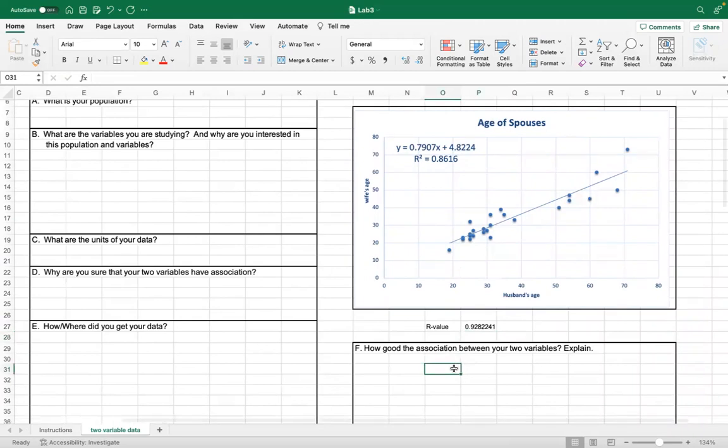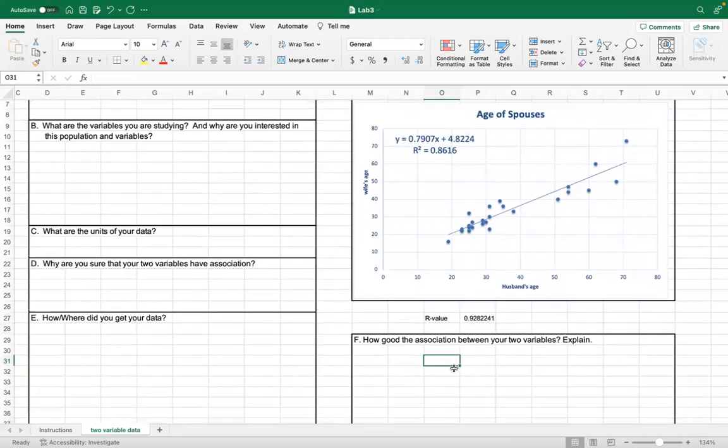So down here in F, you are going to talk about how good the association is between your two variables. I want you to reference your R value, and I want you to say whether it's positive or negative. Now, if yours has a negative association, you need to mention that your R value should be negative, because this is going to give you the positive answer right here when you calculate it. But if you notice your slope is negative, make sure you mention that when you're talking about the association of your variables.